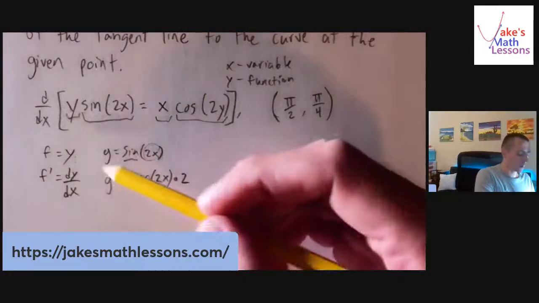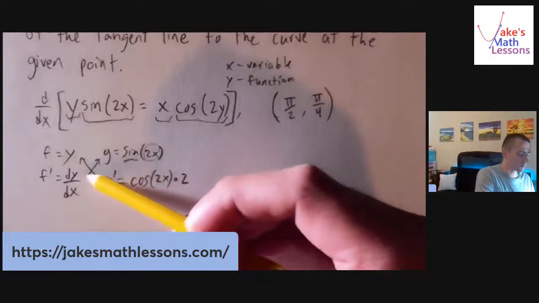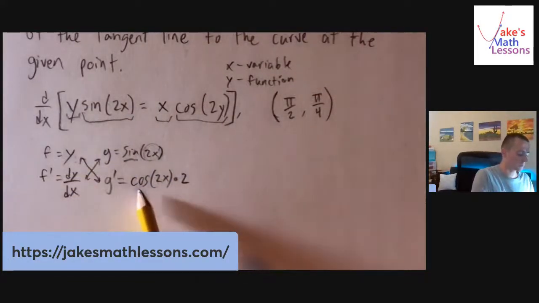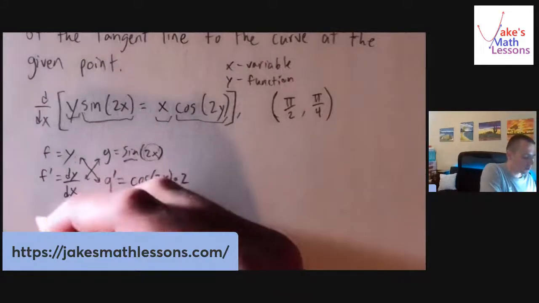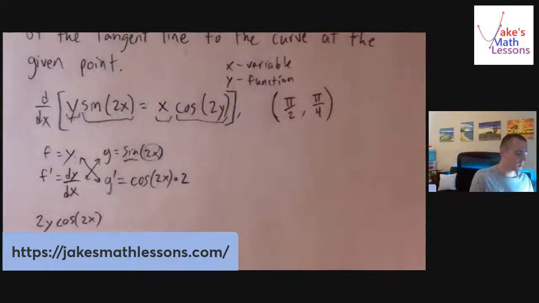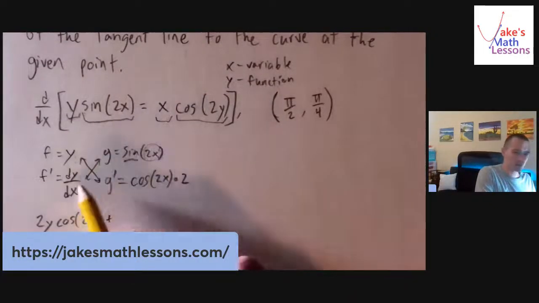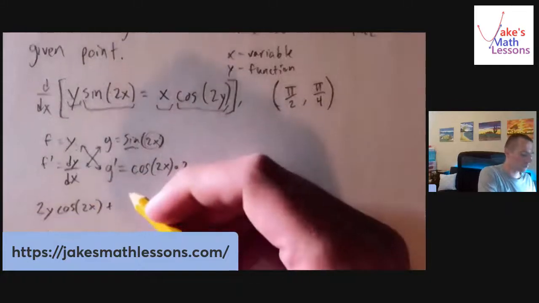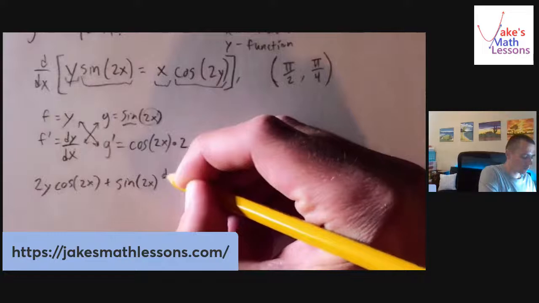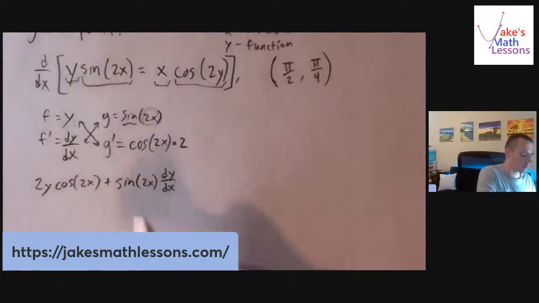And then by product rule, we have to cross multiply these and then add them together. So y times cosine 2x times 2, so that'll just give us 2y cosine of 2x, and then plus sine of 2x times dy dx. And that'll be the derivative of the left side of our equation.